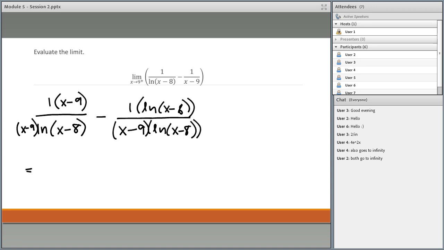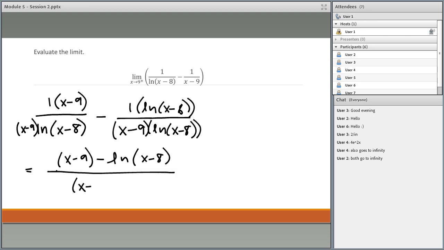So I can combine these. So in the first fraction, I have x minus 9 times 1. I'll just leave that as x minus 9. And then minus the natural log of x minus 8. And all of that is over x minus 9 times the natural log of x minus 8. So I just used common denominators to get them on the same fraction. And now what I have is one fraction, and I can try to use L'Hopital's rule.